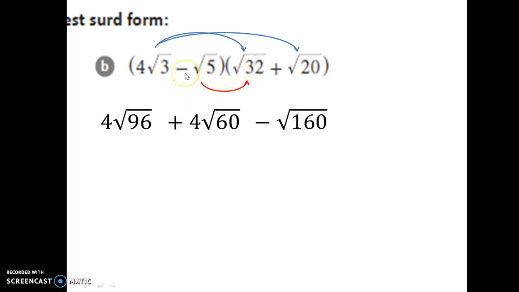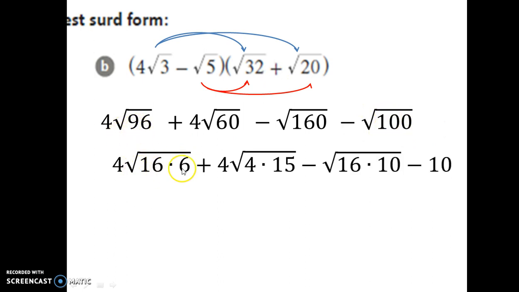So you'll have a negative on the outside. On the inside, we have 5 times 32, so root of 160. And the final multiplication is going to be that, 5 times this, root of 5 times that. So you have negative, and then 5 times 20 is root of 100. Let's simplify. 96 is 16 times 6.